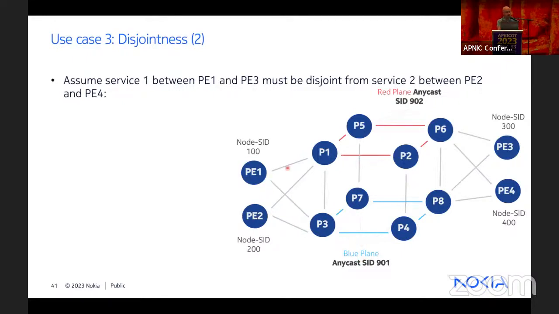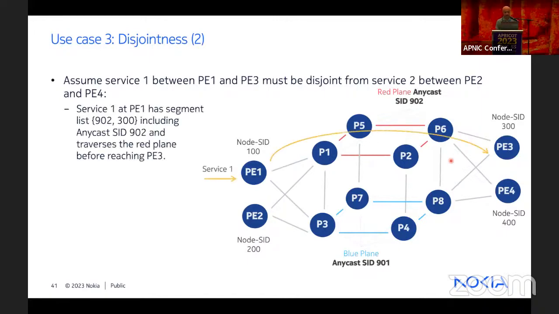You can see the PE routers are connected to both planes. So now what we want to do is be able to somehow influence the plane that is used by any particular traffic. Let's just say we want to create a service at PE1 that terminates on PE3, and it actually goes over the red plane. From a segment routing perspective, we can put a segment list that is 902 and 300. So what is 902? 902 is this plane here, and 300 is the SID for PE3.